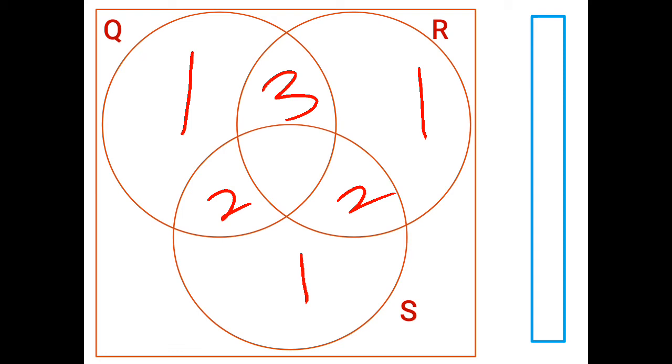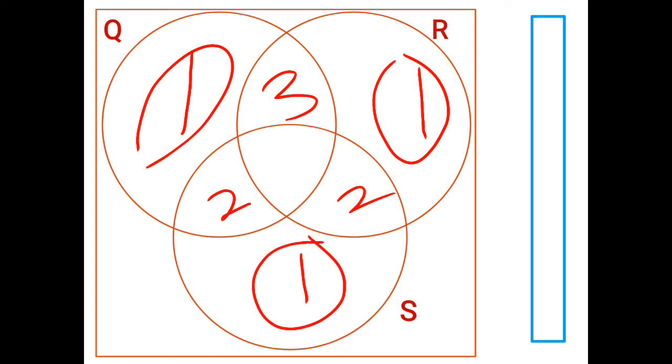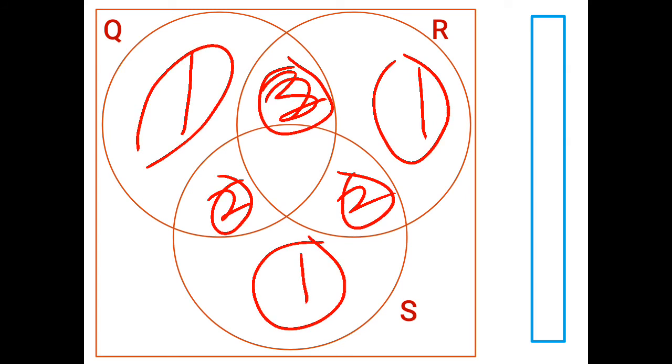So at most 2 means the parts that read only 1. You pick all the parts that read only 1. Then you pick the parts that read 2. And that is going to be your at most 2.